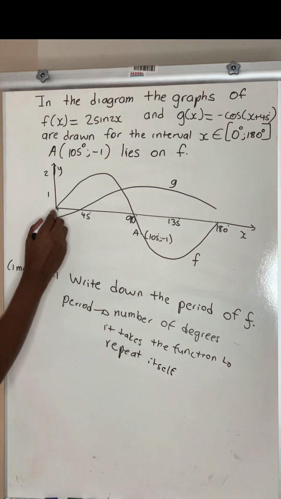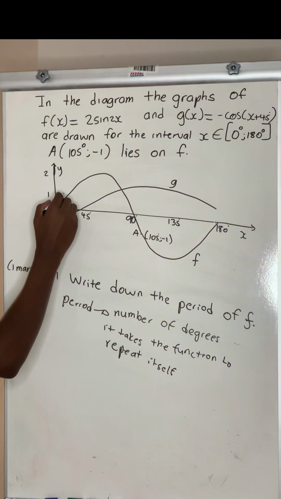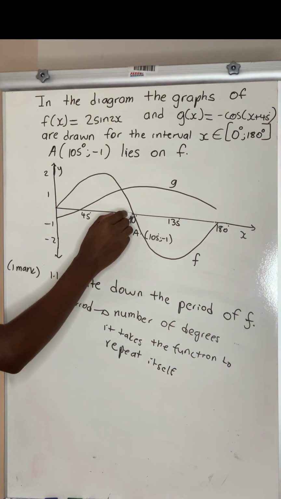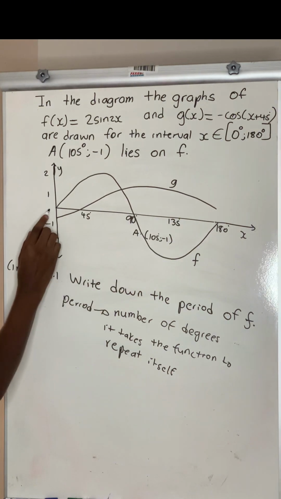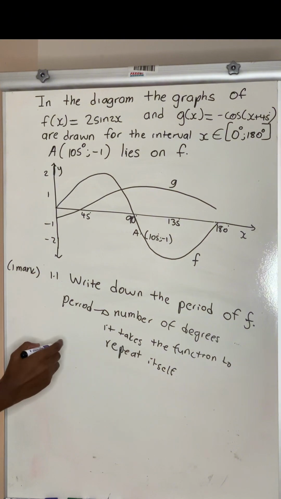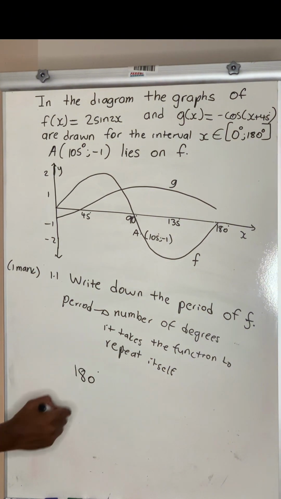So you can see in this function f, because they're asking for the period of f, it goes up and then it goes down, then it stops here. And then the cycle repeats itself again. So it takes 180 degrees for the function to repeat itself. So the answer is 180 degrees.